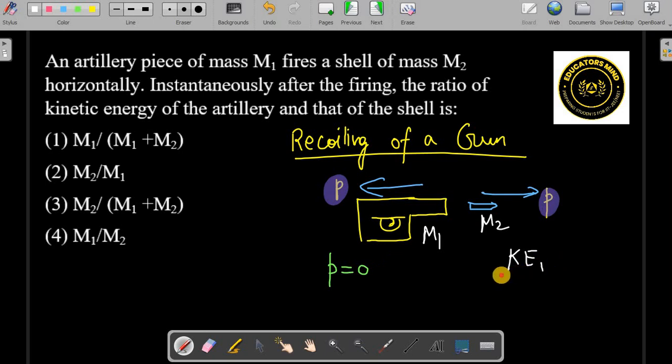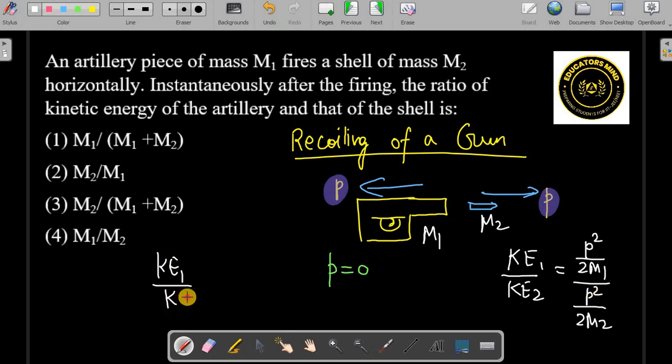So let's take kinetic energy 1 by kinetic energy 2. Kinetic energy is P square by 2M. So P square by 2 M1 over P square by 2 M2. Definitely this ratio, kinetic energy 1 by kinetic energy 2, we are getting as M2 by M1, right? So we can solve this question just by the momentum conservation concept. Recoiling of the gun. Okay, then let's move to the next.